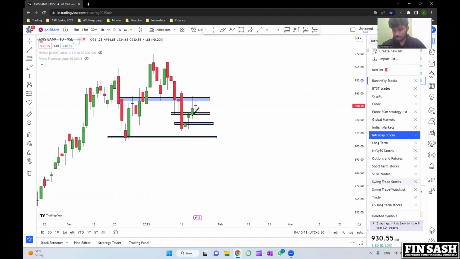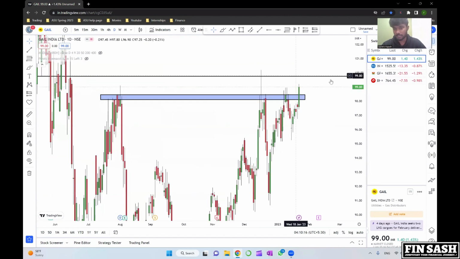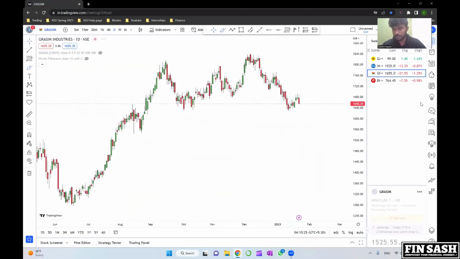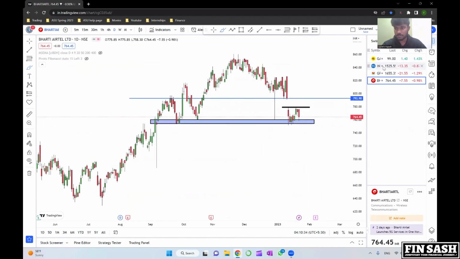Swing trading stocks, Yale for a bullish move, provided it gives me a retest after this. Infosys, just watch for this. It could be a fake breakout, so watch for that. Grasim, again, a good swing trading stock, and Bharti Airtel.